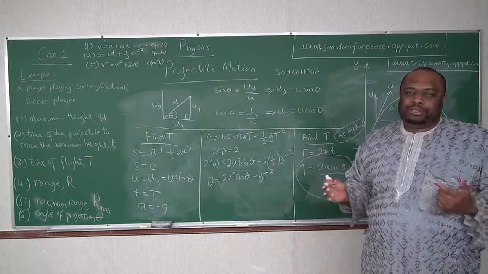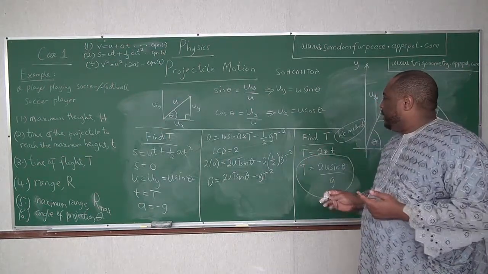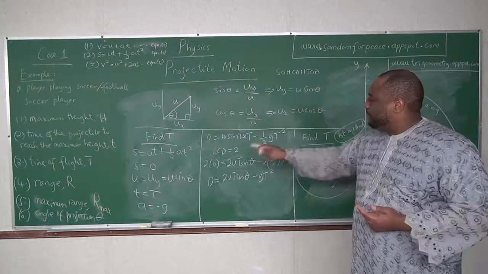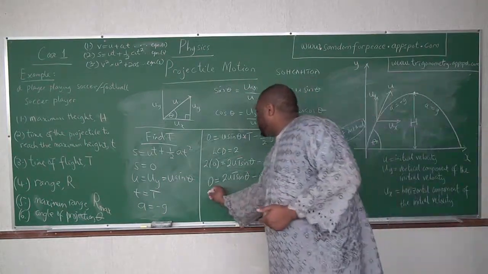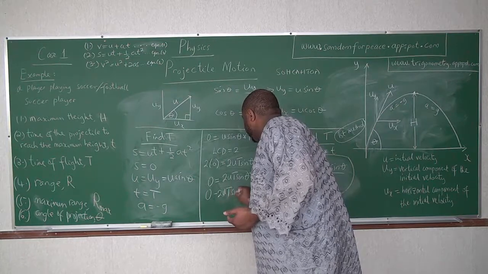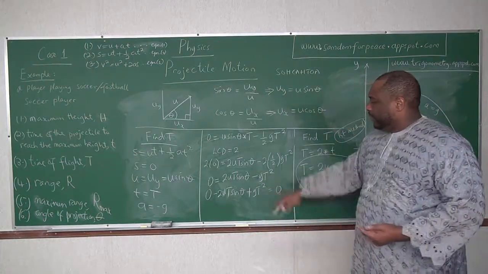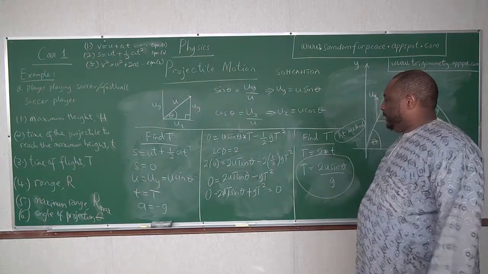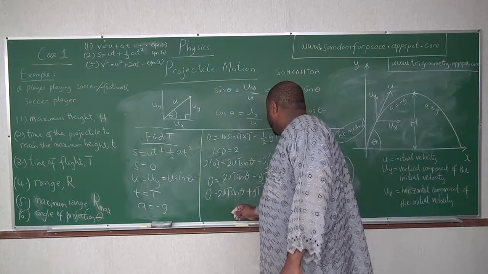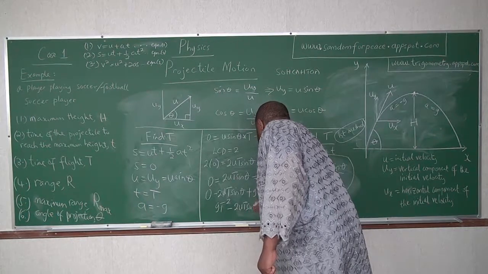Okay, so we have a quadratic in t. We want to solve for t. The coefficient is negative, and we don't want that. So let's put everything here: 0 minus 2ut sine theta plus gt squared equal to 0. If you want to bring everything here, we now have gt squared minus 2ut sine theta equal to 0.